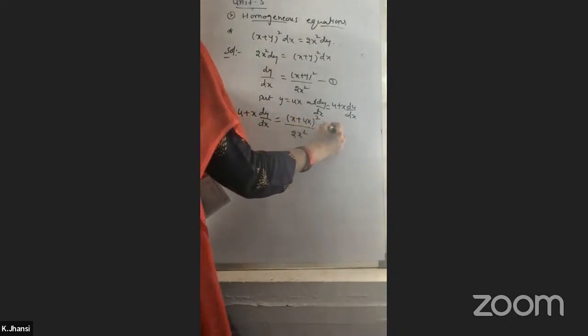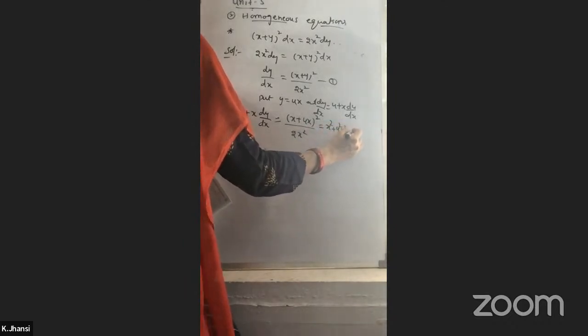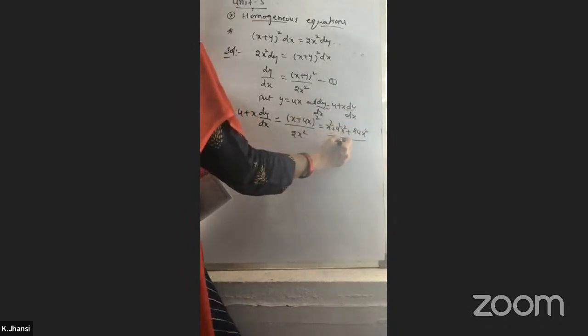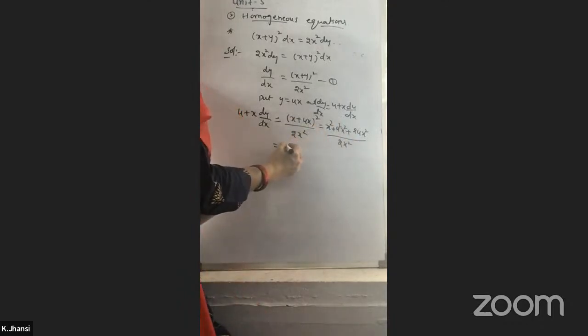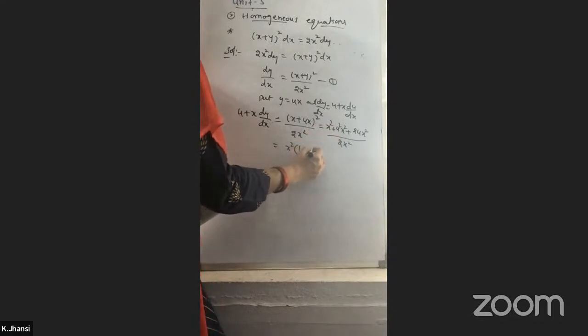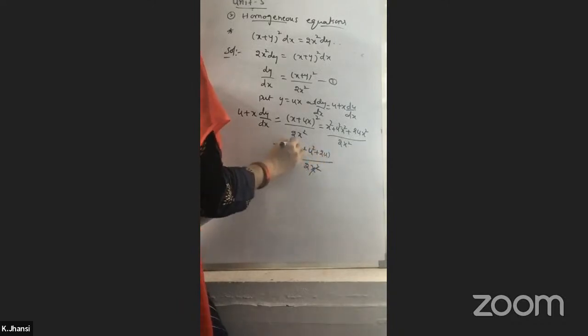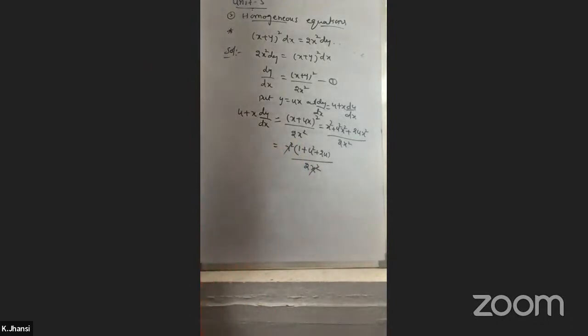So this, if you simplify, it is x² + u²x² + 2x²·u, like a² + b² + 2ab. So if you take x² common, it is 1 + u² + 2u over 2x². x² will get cancelled. So we got 1 + u² + 2u.